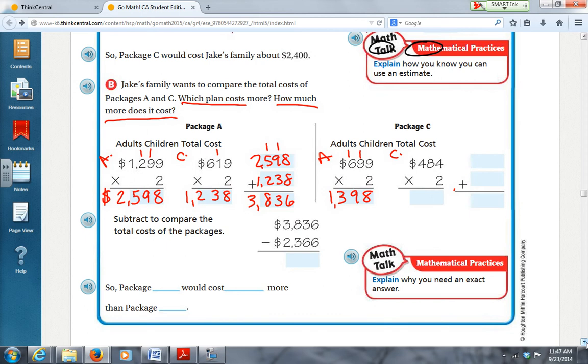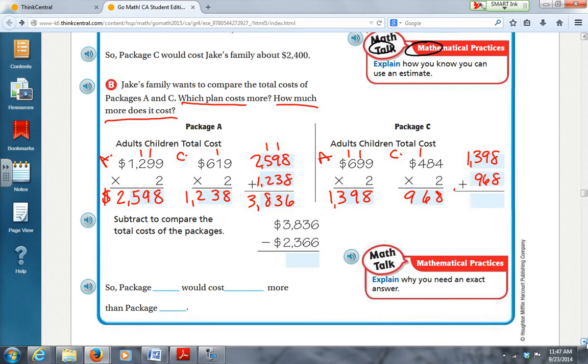2 times 4 is 8. Do I need to carry? No. 8 times 2 is 16. That is over, so I need to carry that. And 2 times 4 is 8, plus 1, 9. And then I'm going to add these together. 1,398 plus 968.